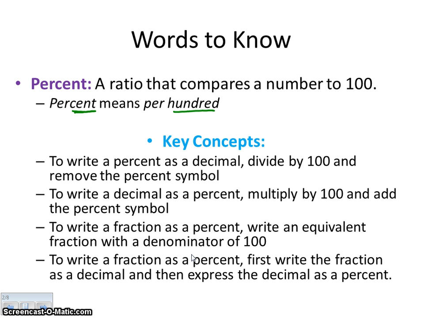Now these four key concepts here: to write a percent as a decimal, we're going to divide by 100 and remove the percent symbol. To write a decimal as a percent, we're going to multiply it by 100 and add the percent symbol. To write a fraction as a percent, write an equivalent fraction with a denominator of 100. Also, to write a fraction as a percent, we could first write the fraction as a decimal, and then express the decimal as a percent.